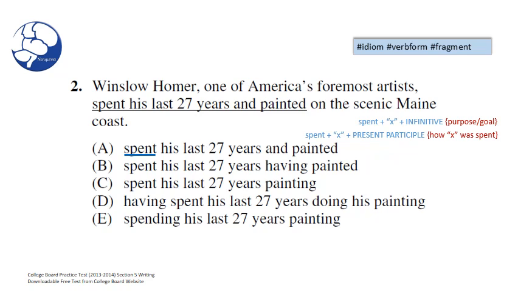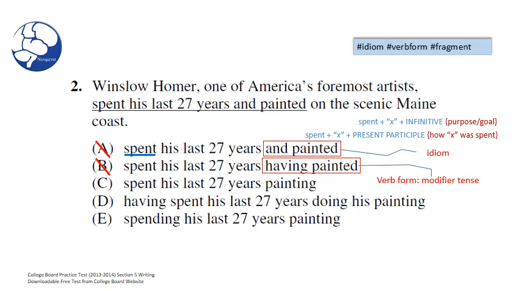Winslow Homer, one of America's foremost artists, in A, spent his last 27 years and painted. Well, and painted is not an infinitive and it's not a present participle. So it doesn't meet our requirements. So we have an error here in A. We still have no idea what his purpose or goal was or how his last 27 years were spent. B, we have the same error in B.